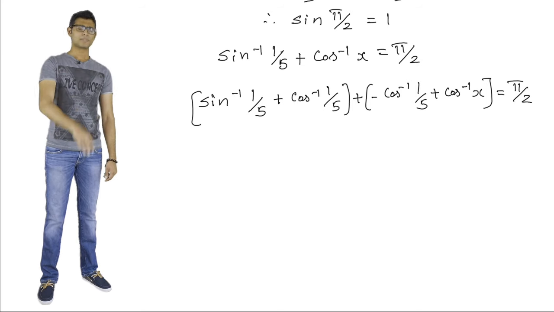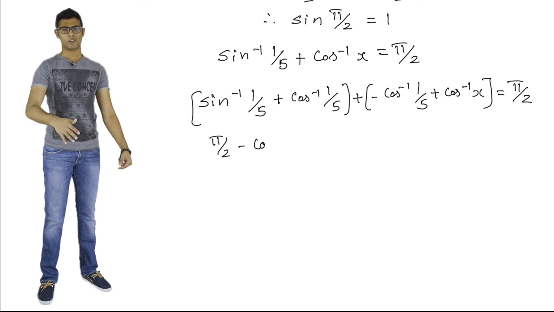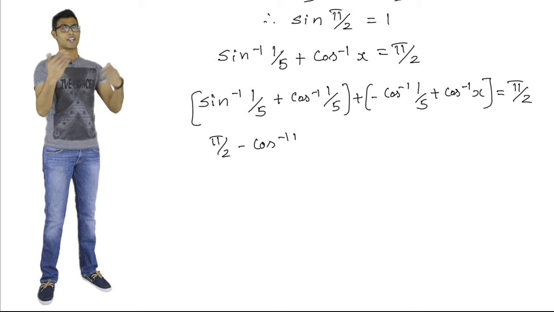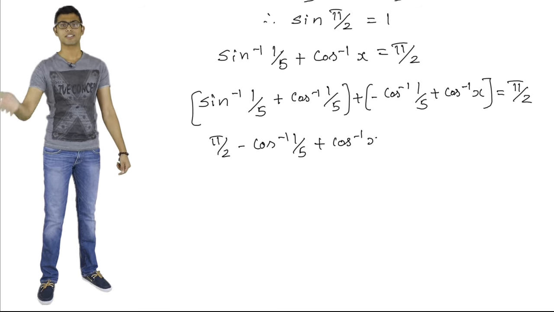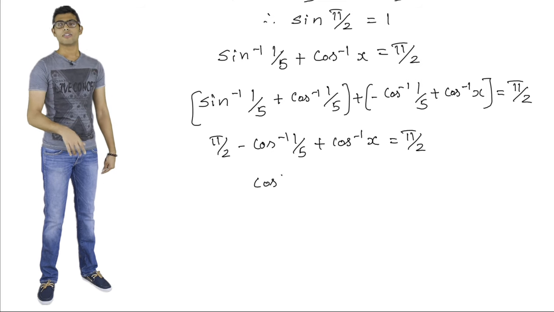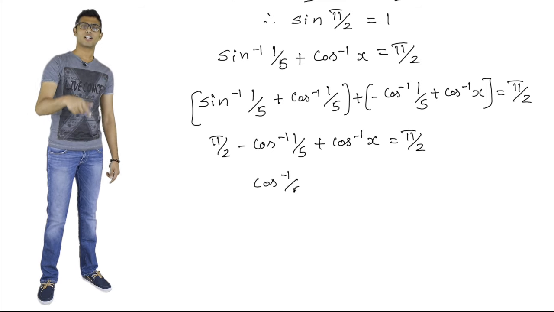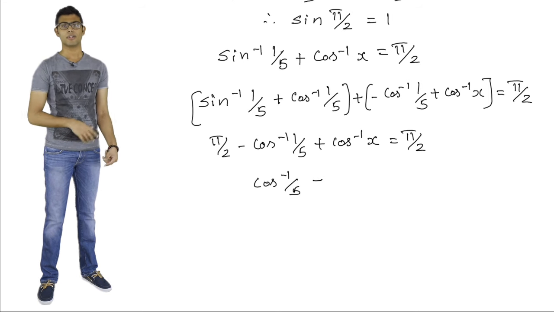Now we know that sine inverse of 1 by 5 plus cos inverse of 1 by 5 equals pi by 2. How? Sine inverse of x plus cos inverse of x equals pi by 2. That's something we learned in 11th standard. Super easy. So now we have pi by 2 minus cos inverse of 1 by 5 plus cos inverse of x equal to pi by 2.